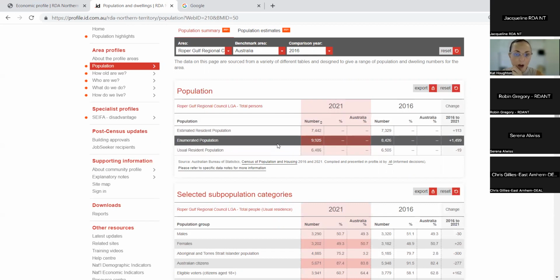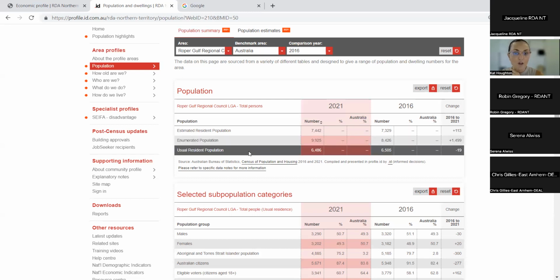So if I am in Darwin on census night, I would be counted in Darwin's enumerated population. Then my usual resident population, I would be back counted to Livingston Shire Council in Queensland. So that's how the counts work.